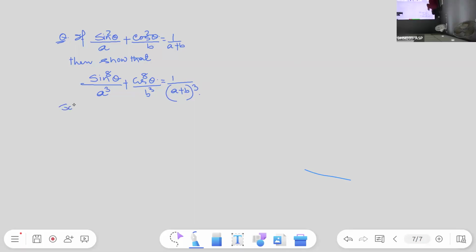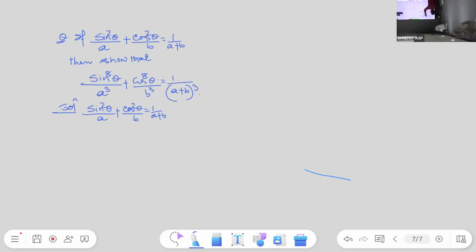Solution. Sin square theta upon a plus cos square theta upon b equals 1 upon a plus b. You know, cos square theta is equal to 1 minus sin square theta. On solving this equation, we have to find out the value of sin square theta and cos square theta. So let us assume sin square. Sorry, this question is wrong.